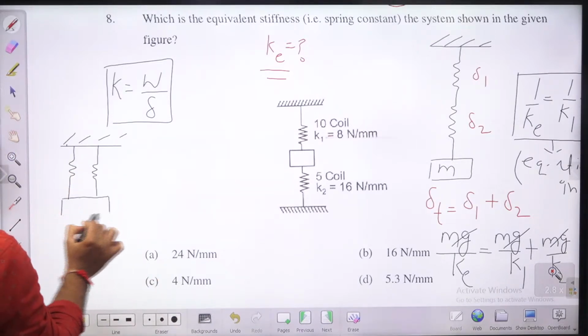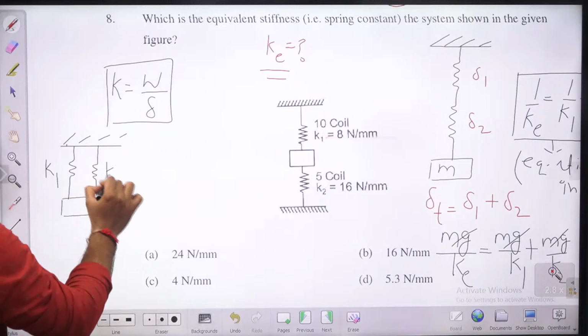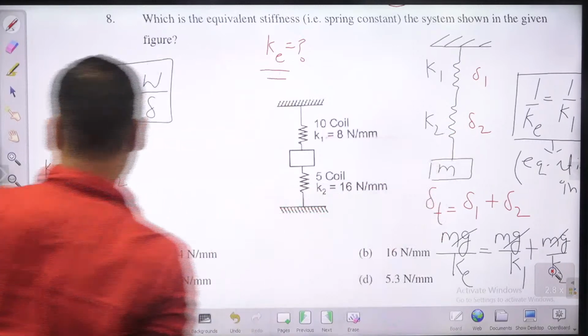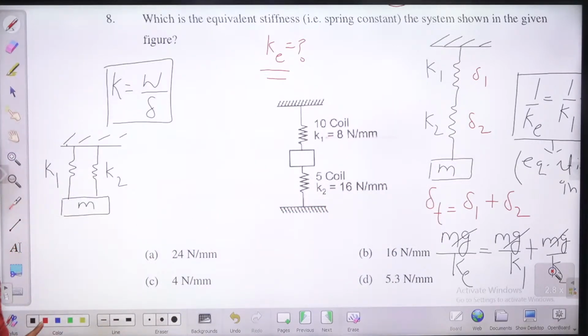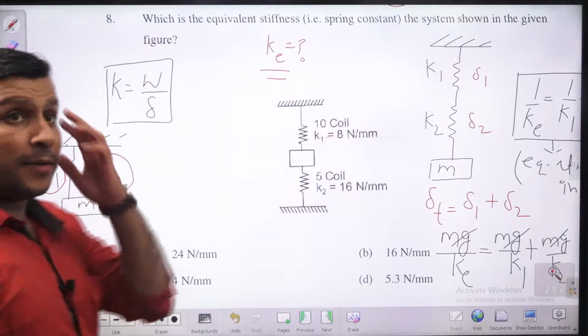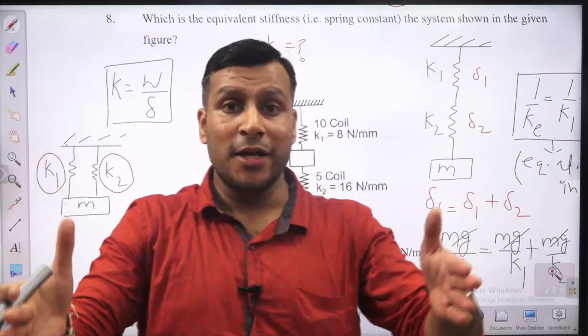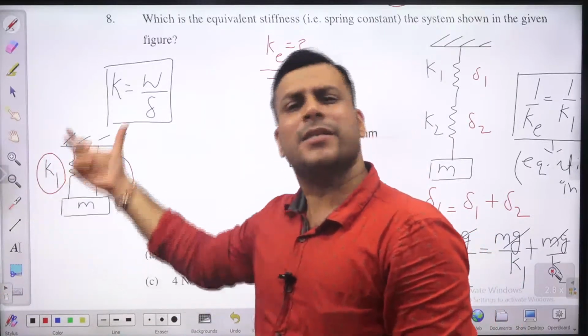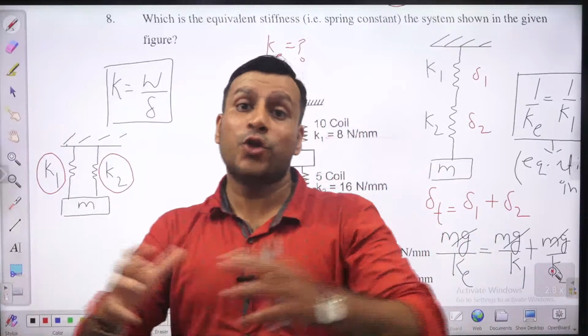So this is having stiffness k1, this is having stiffness k2. Similar to here, this is having stiffness k1, this is having stiffness k2. Okay, and this is the mass. So in this case, the load shared by this will be different, because you are having springs in parallel. So they are not going to share the same load. Some part of the load is shared by this, some part of the load is shared by this.